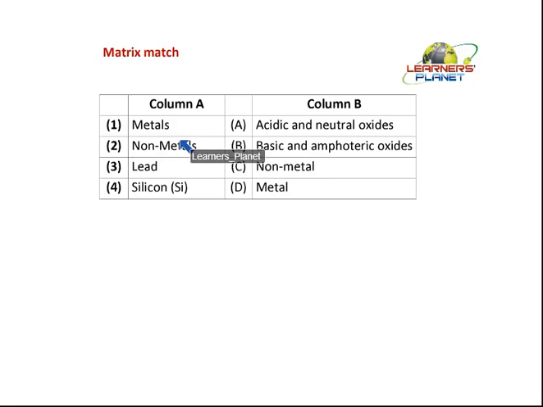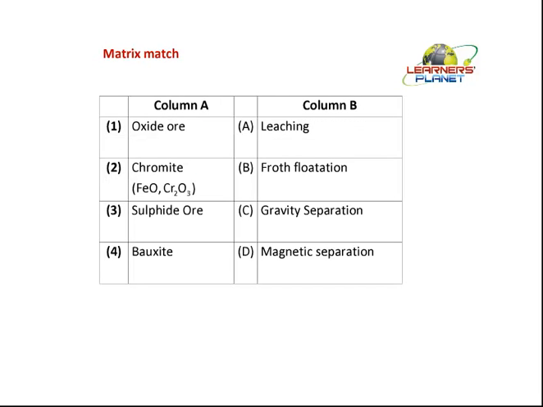Metals form what type of oxides? Basic and amphoteric. Non-metals form what type of oxides? Acidic and neutral. Okay, so this is matched here only. This is B, this is A. Sometimes very simple questions are also asked. Like lead. Lead is a metal. Silicon is a non-metal. Okay, so this is the way we can solve. Taking up the next one.